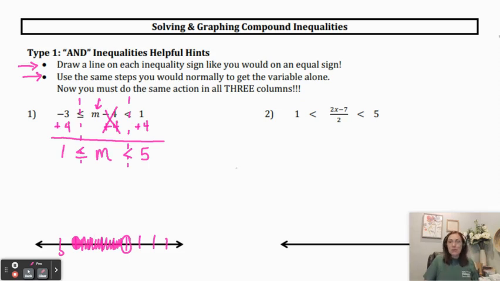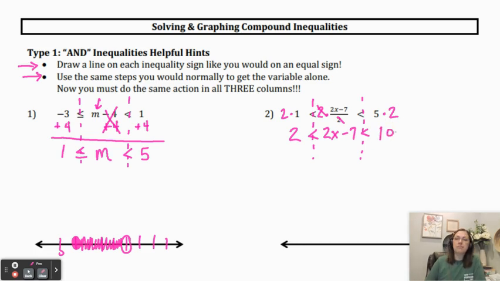Okay, let's do one more just to make sure we got all the little details down. I'm going to put my imaginary lines here. Look in the middle. We need to figure out what would we do first. Well, I see that divided by 2 part, so I'm going to multiply by 2. Remember, I have to do that in 3 columns. Okay, so on the left, 2 times 1 is 2. In the middle, multiplying by 2, divide by 2 cancel. So that gives me 2x minus 7. And then on the far right, I've got 5 times 2, which is 10.